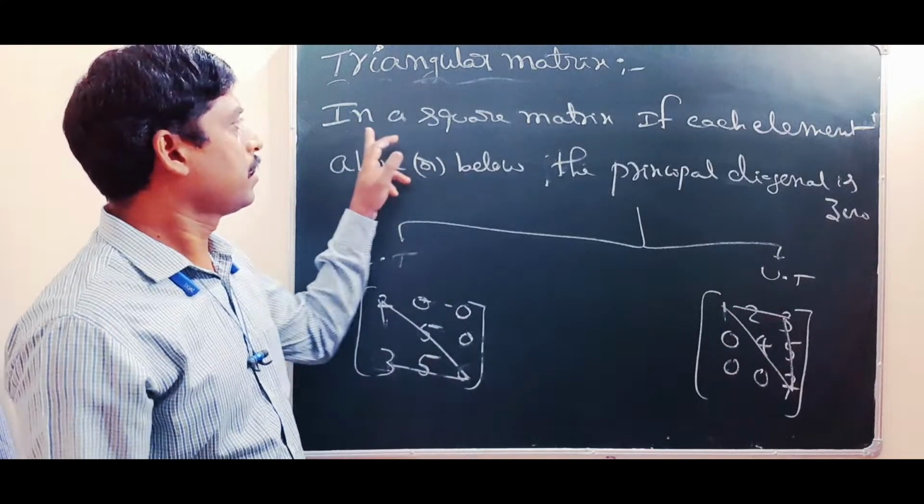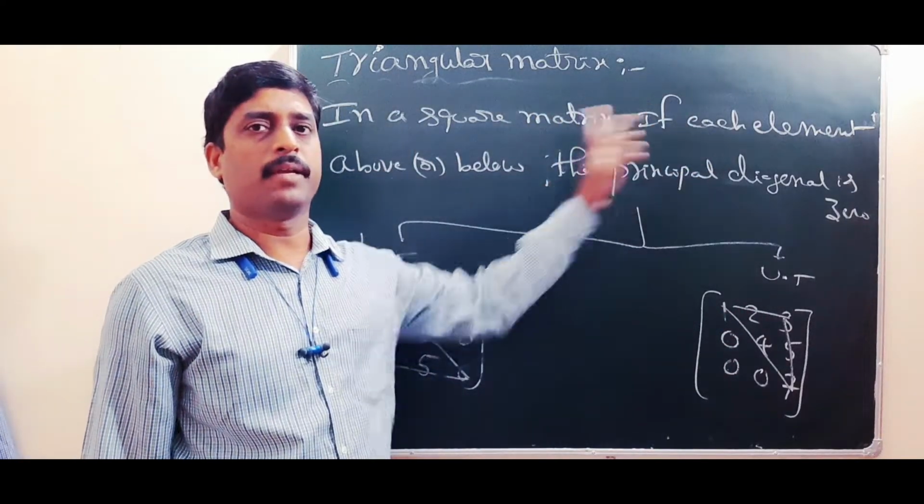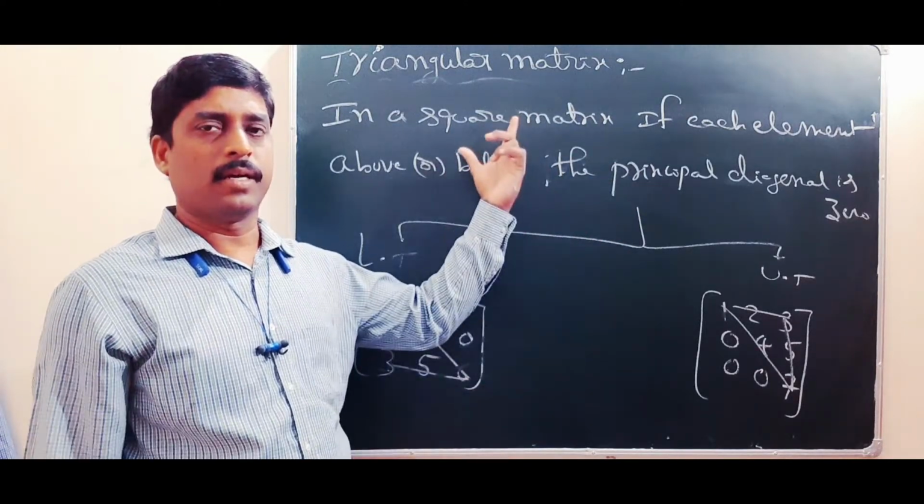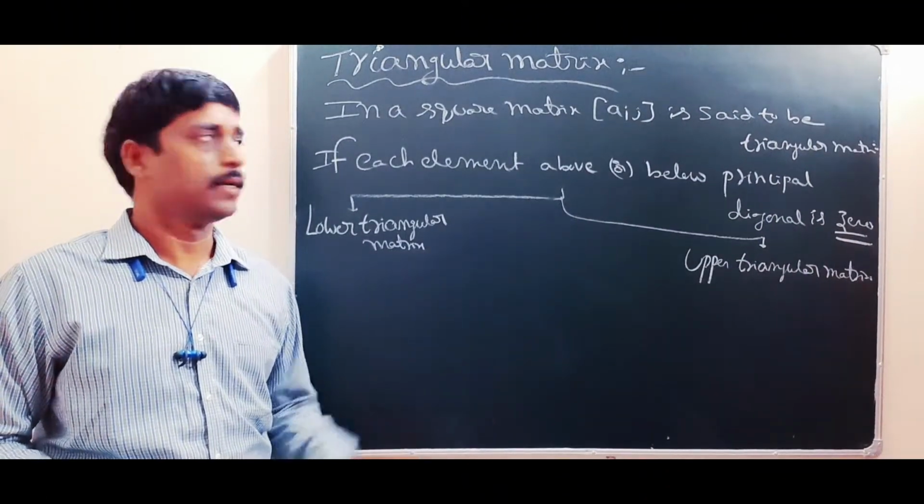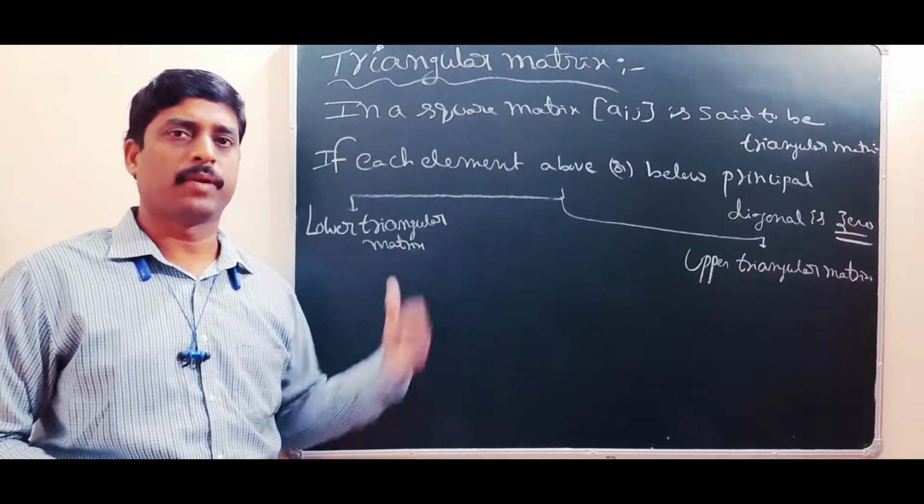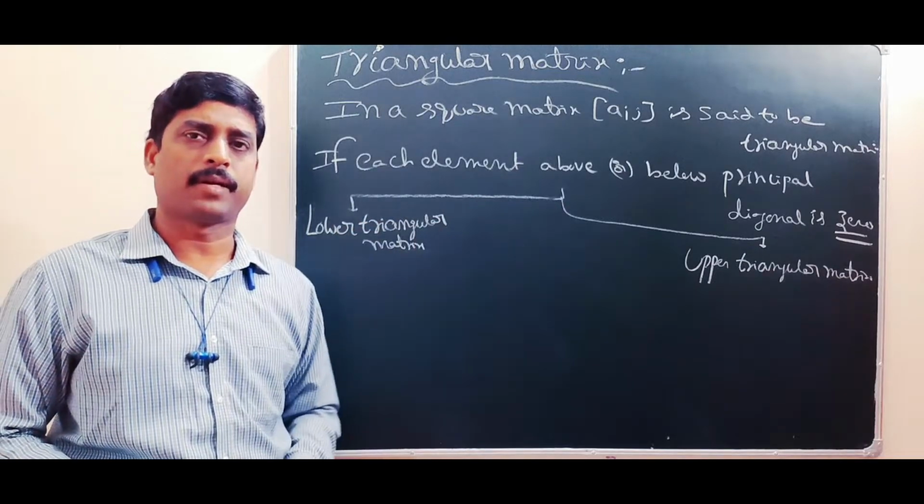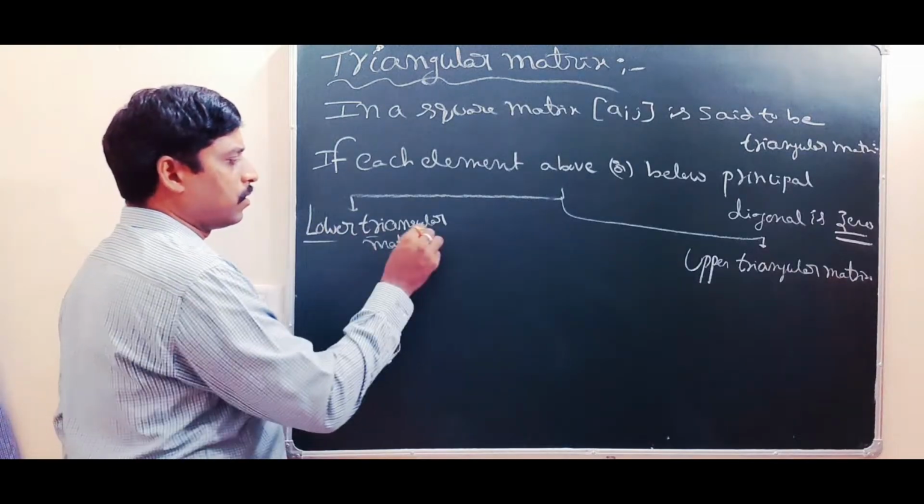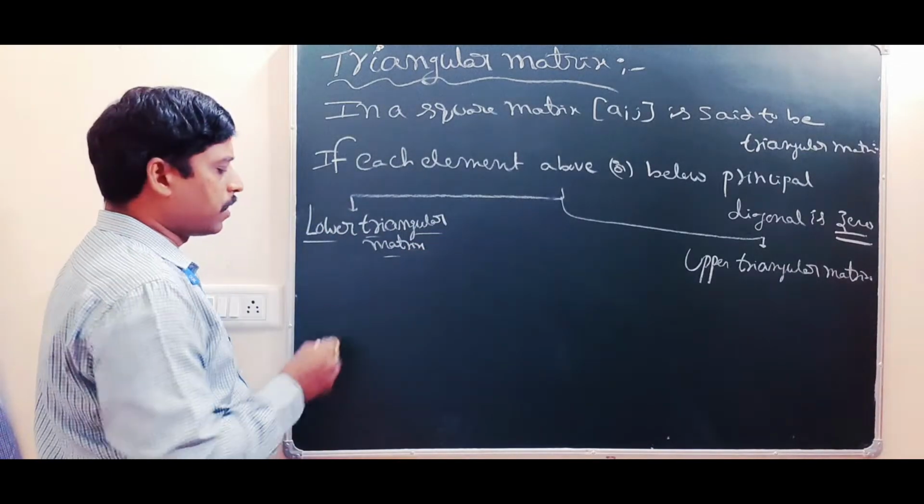So what is the definition? In a square matrix, if each element above or below principal diagonal elements are zeros, then it is called triangular matrix. Triangular matrices are two types. One is lower triangular matrix, second one is upper triangular matrix. Now I explain lower triangular matrix. What is the lower triangular matrix?